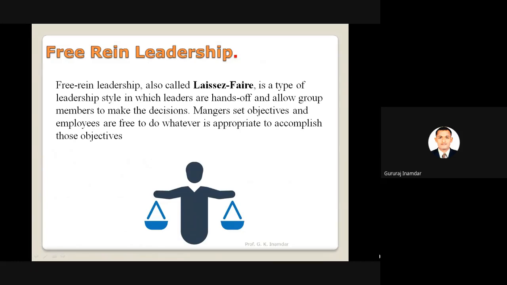Okay, now free-rein is nothing but whatever direction the manager has given. Okay, and the main motto of this leadership is completion of work.